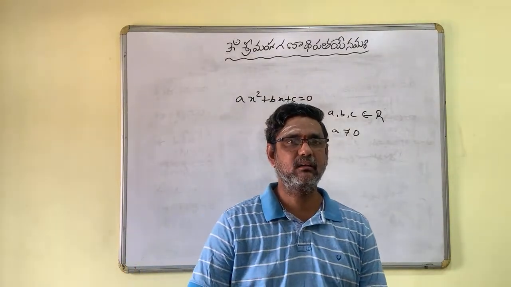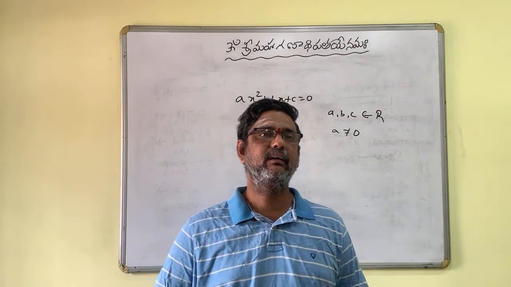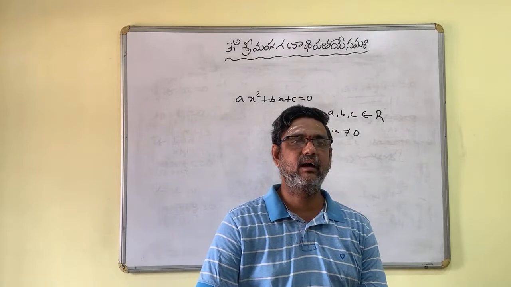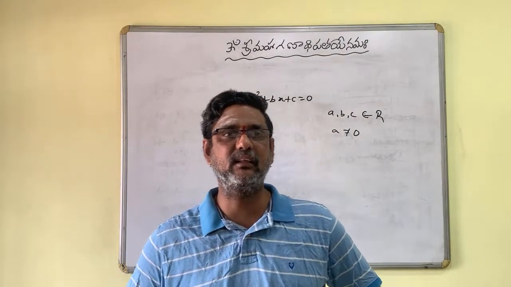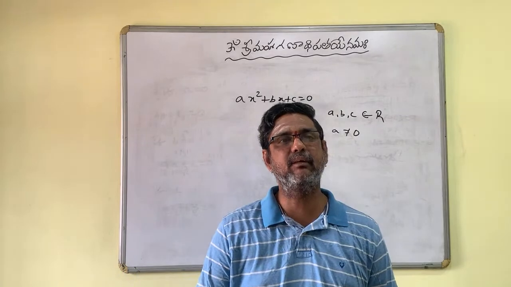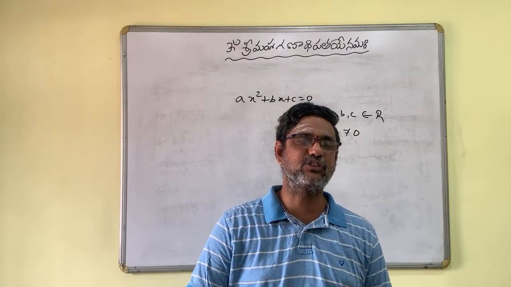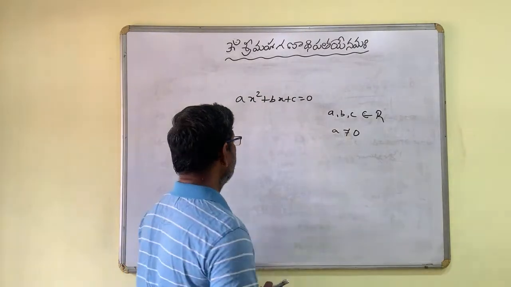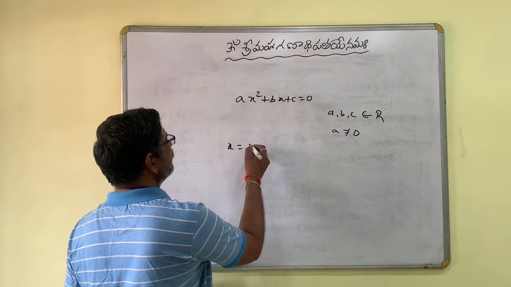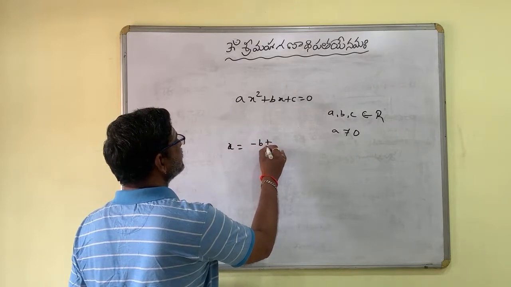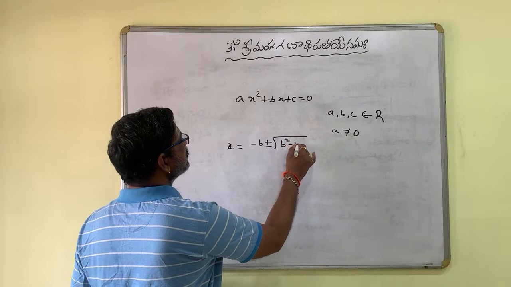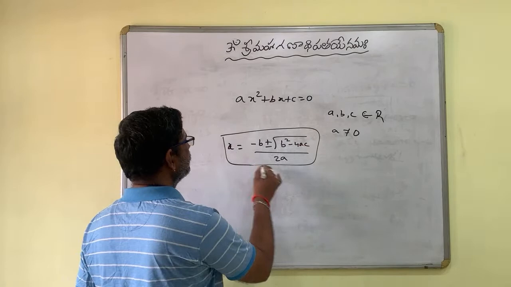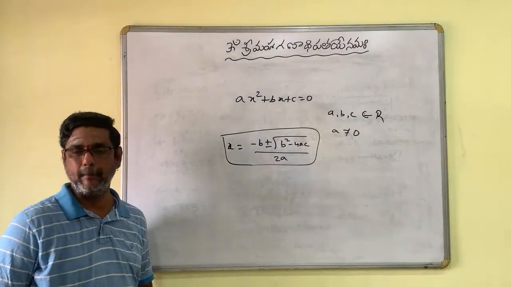First of all, the derivation for the quadratic formula is not there in the syllabus, so I am leaving that one. I am just giving you the formula for finding the roots of a quadratic equation. The formula is x is equal to minus b plus or minus root over b square minus 4ac, by 2a. This is what we call the quadratic formula.